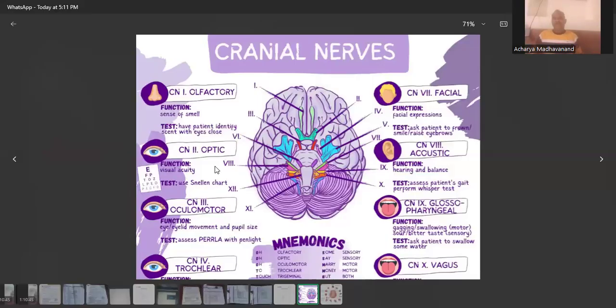Then third is oculomotor: ciliary muscles, sphincter pupillae, and all external eye muscles except those below. All these muscles we can treat with the third nerve. The third nerve is associated with pericardium.